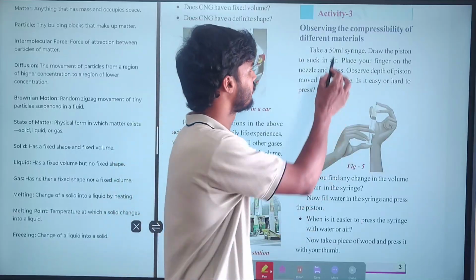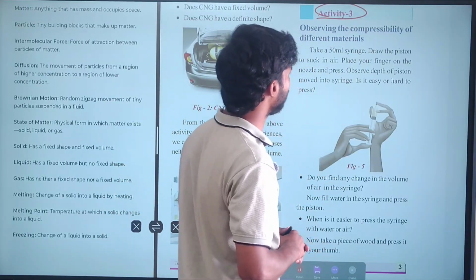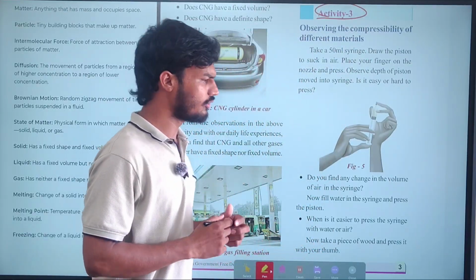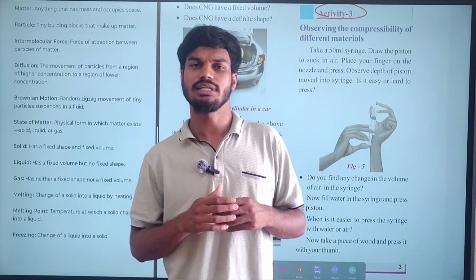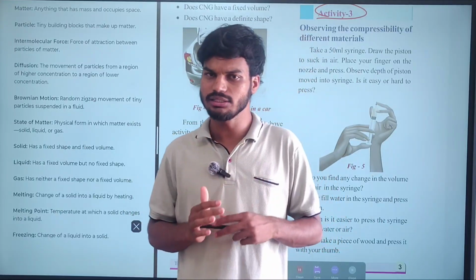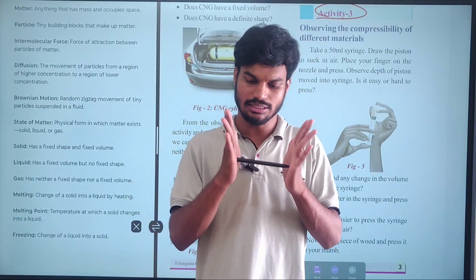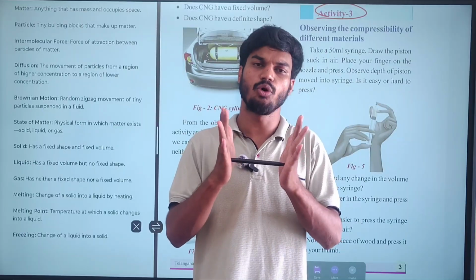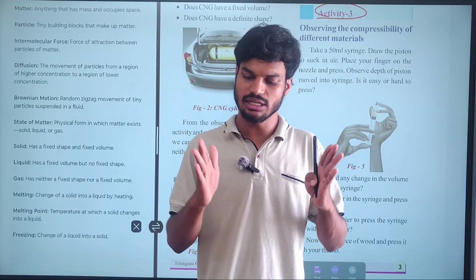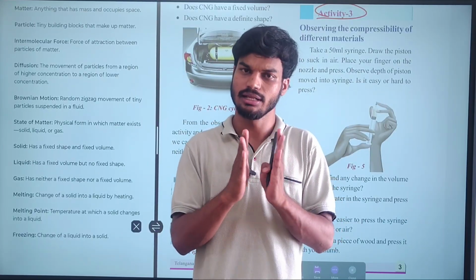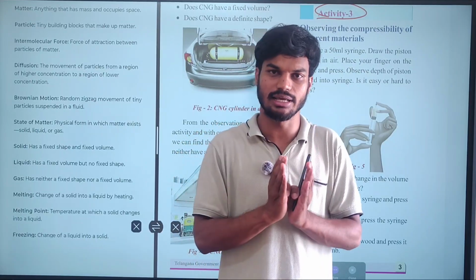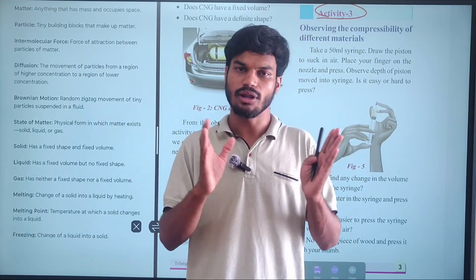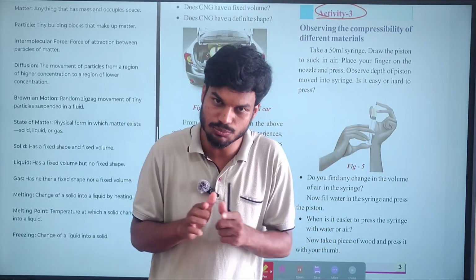Coming to activity 3, observing the compressibility of different materials. Before doing this activity, first take the duster which is made up of sponge. Imagine it's a duster. Try to press the duster on both sides. When you're pressing with your hand, the duster is able to form into a smaller size, right? But when you release your hands, the duster is able to retain its original position.